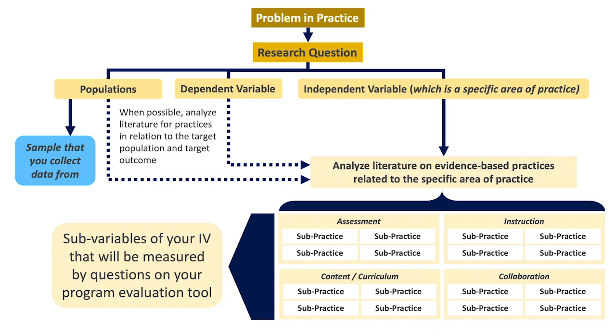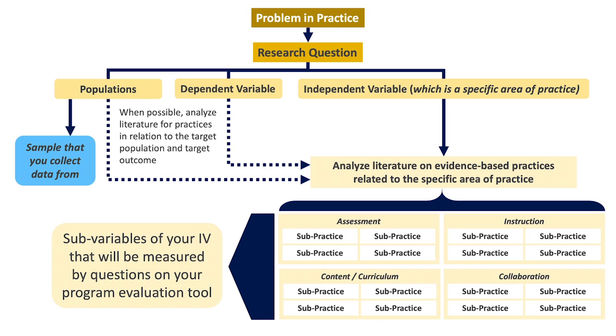So that's just one example of how we might use those 4 domains to start building out a profile of sub-practices for an independent variable. And what happens is once we have all of these sub-practices identified, what this ends up being is all of the mini sub-independent variables that are going to be measured by each individual question on our program evaluation tool.